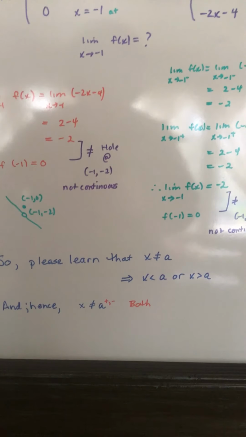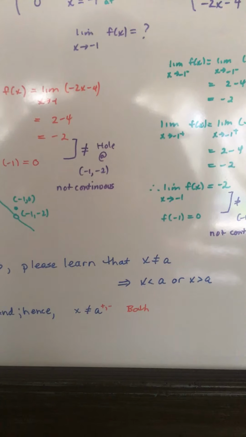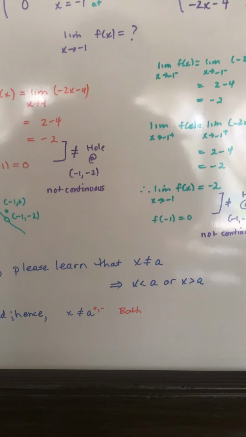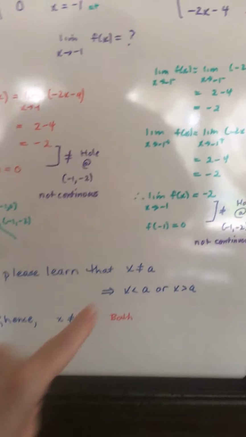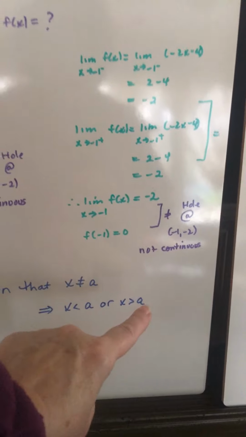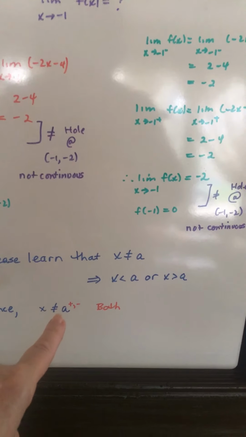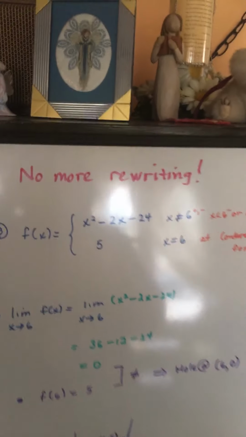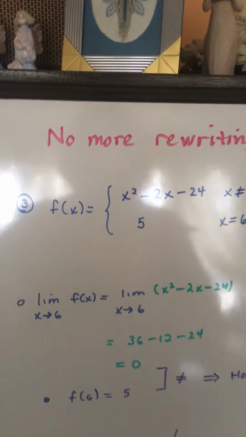You need to just get with the program and learn that x not equal to a means x is less than a or x is greater than a. It means I'm approaching from the left, I'm approaching from the right. That not equal to is both symbols at the same time. So no more rewriting.